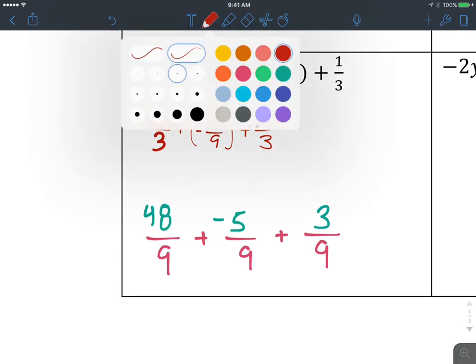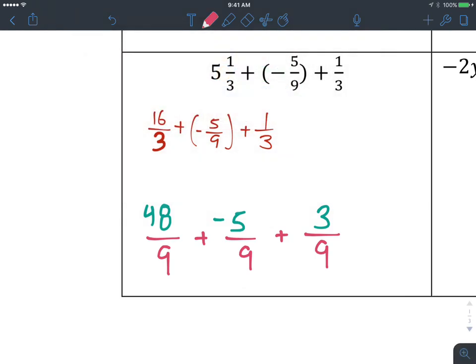So now I'm ready to take on the next step of adding my numerators. So 48 plus negative 5 is different signs, so we're going to subtract. 48 minus 5 is 43. Bigger number is positive, so that's going to be 43. And then 43 plus 3 gives me 46. And then I'm still going to keep all that over 9. It's 46 over 9. I'm going to simplify that back into a mixed number. I'm going to let you do that.